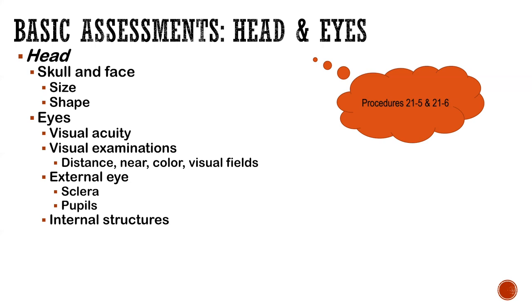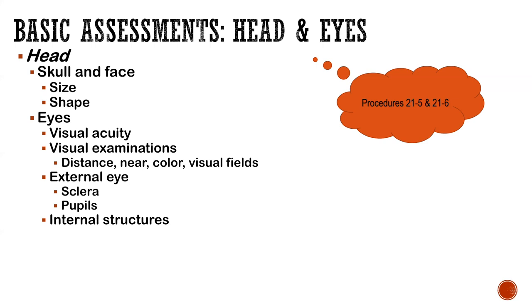What PERRLA stands for is pupils. The P stands for pupils. The E stands for equal. The R stands for round. The R stands for reactive, too. And the L stands for light. And the A stands for accommodation, okay? So this is a normal finding, and this just means that your pupils constrict and your eyes converge as the patient attempts to focus on an object.